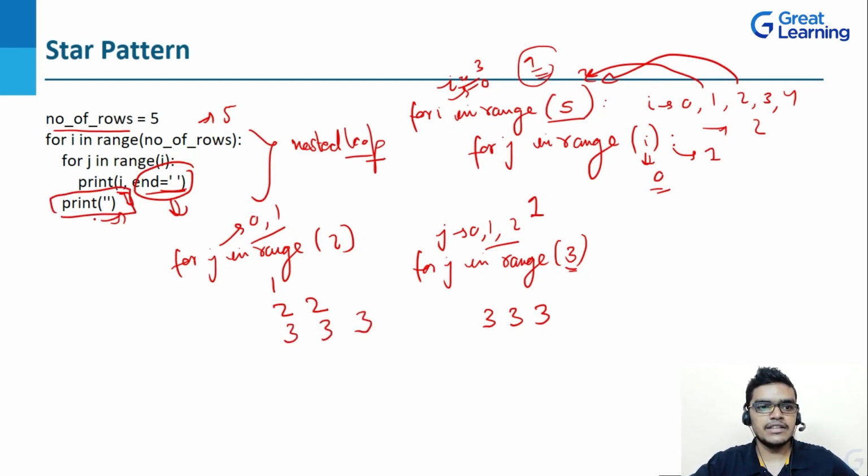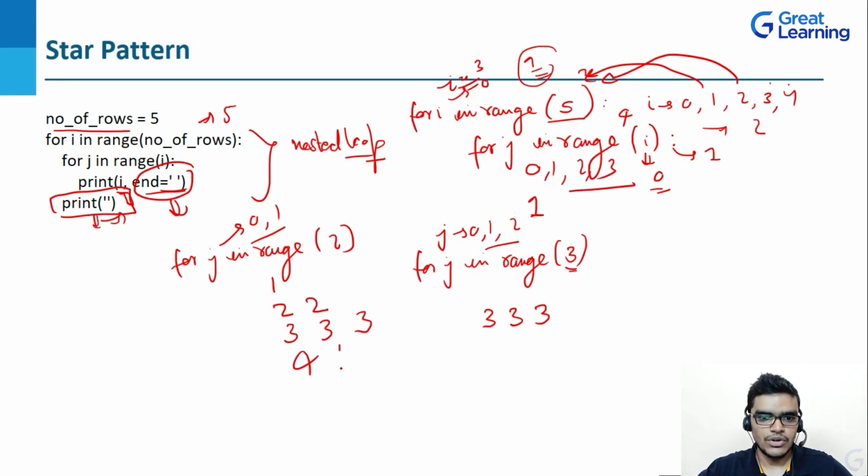So here I have written print, so it will jump to the next line, and now once again we are going, and this time it will take the value of 4, and similarly for j it will take the value of 4, so it will repeat 0, 1, 2, 3. So I will be getting 4, 4, 4. So in this way actually the pattern works, right? So now let's see in the coding example.